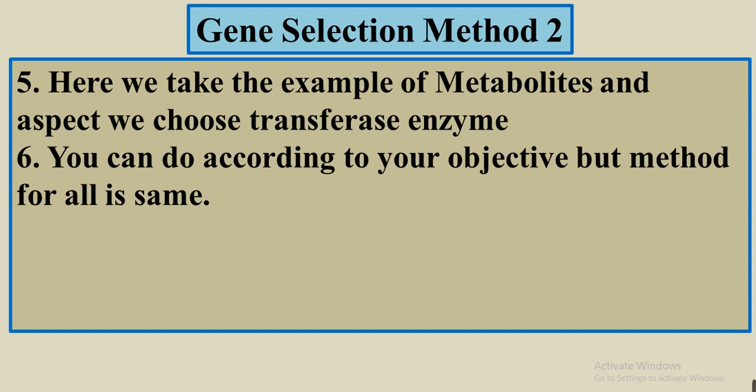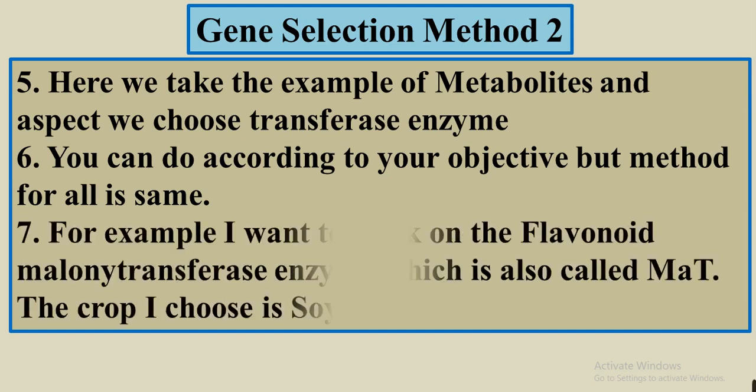Whatever your objective is and whatever genes you are choosing, this method is the same for all, and you can apply it. In this case I will give you the example of metabolites. By narrowing down, in metabolites there are different types, so I have selected the flavonoids. In transferase enzymes there are a lot of transferases, but I have narrowed it down further and chosen the malonyl transferase enzyme, and the crop is soybean. So after selecting all these, we can figure out the genes easily.